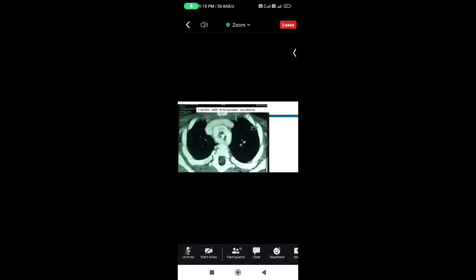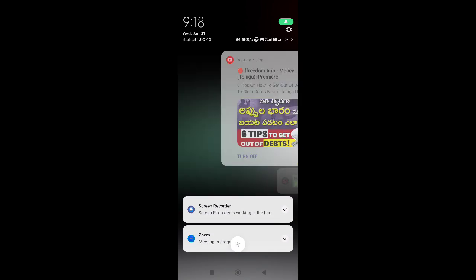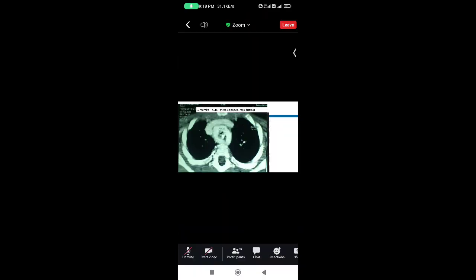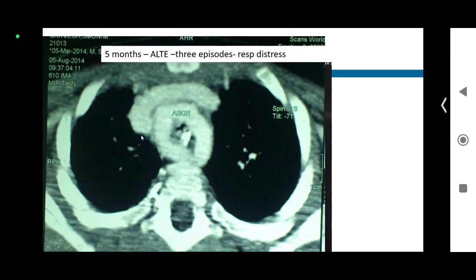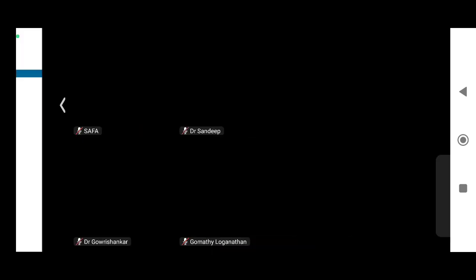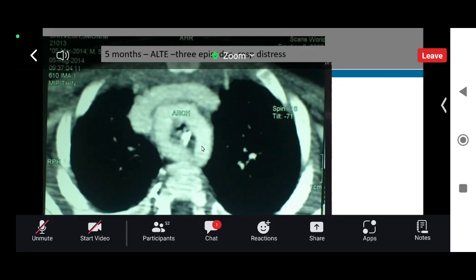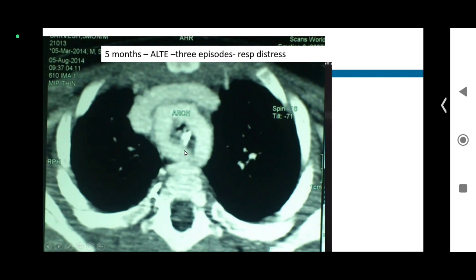Then you do a CT angio. They wanted me to do a bronchoscopy. I said we'll do a CT angio. I refused to do a bronchoscopy. I asked them to do a CT angio. What does it show? We had already marked this as arch of aorta. It is a double aortic arch.